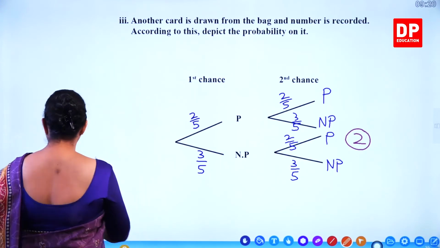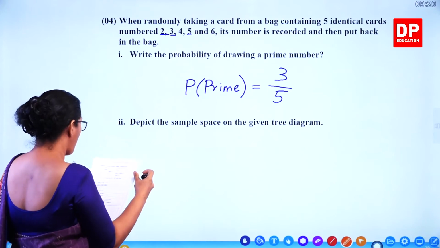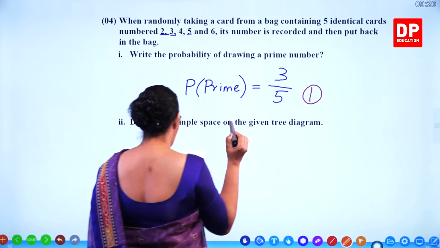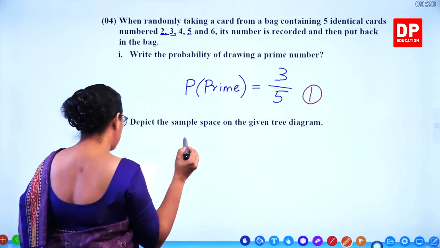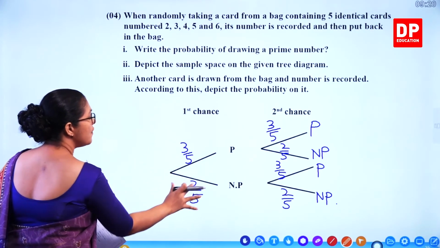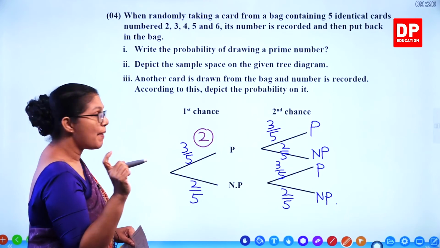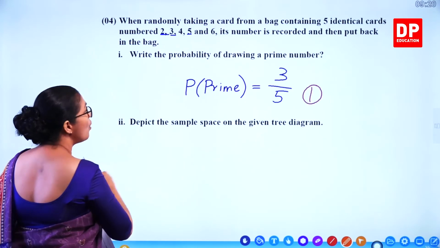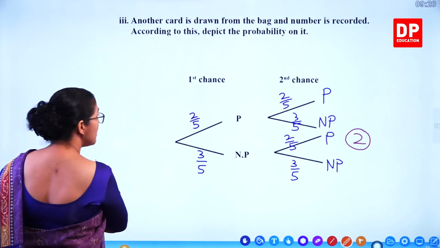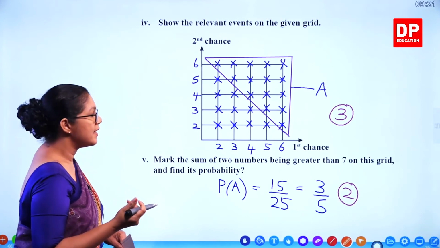And then part 1, just 1 mark, 3 over 5. And second one, we did it here. So again, 2 marks for this branch. So altogether, see whether you get 10 marks. 2, 3, 4, 5, 6, 7, 8, 9, 10. So 10 marks for this question.